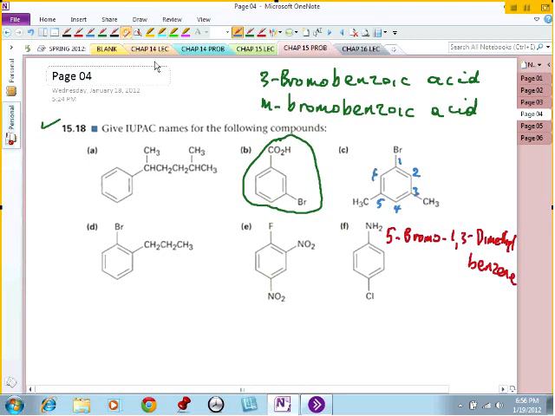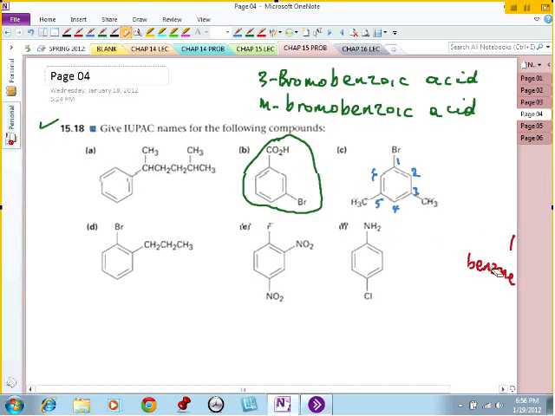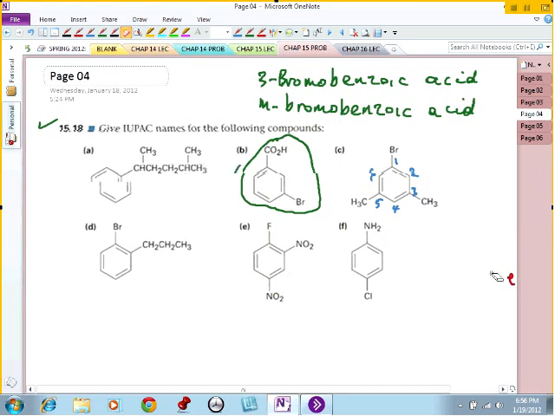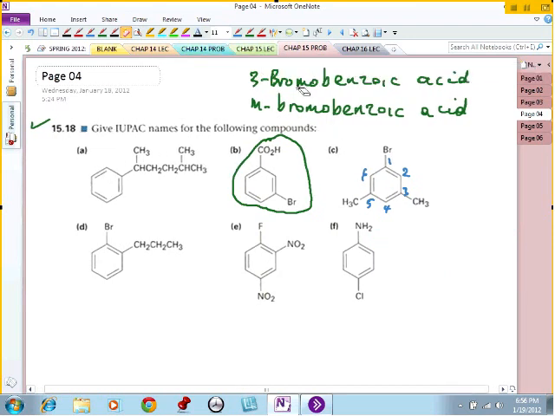So therefore, let us rename this. That was a good observation on your part. What's your name? Okay, very good. So that becomes 1-bromo-3,5-dimethylbenzene.